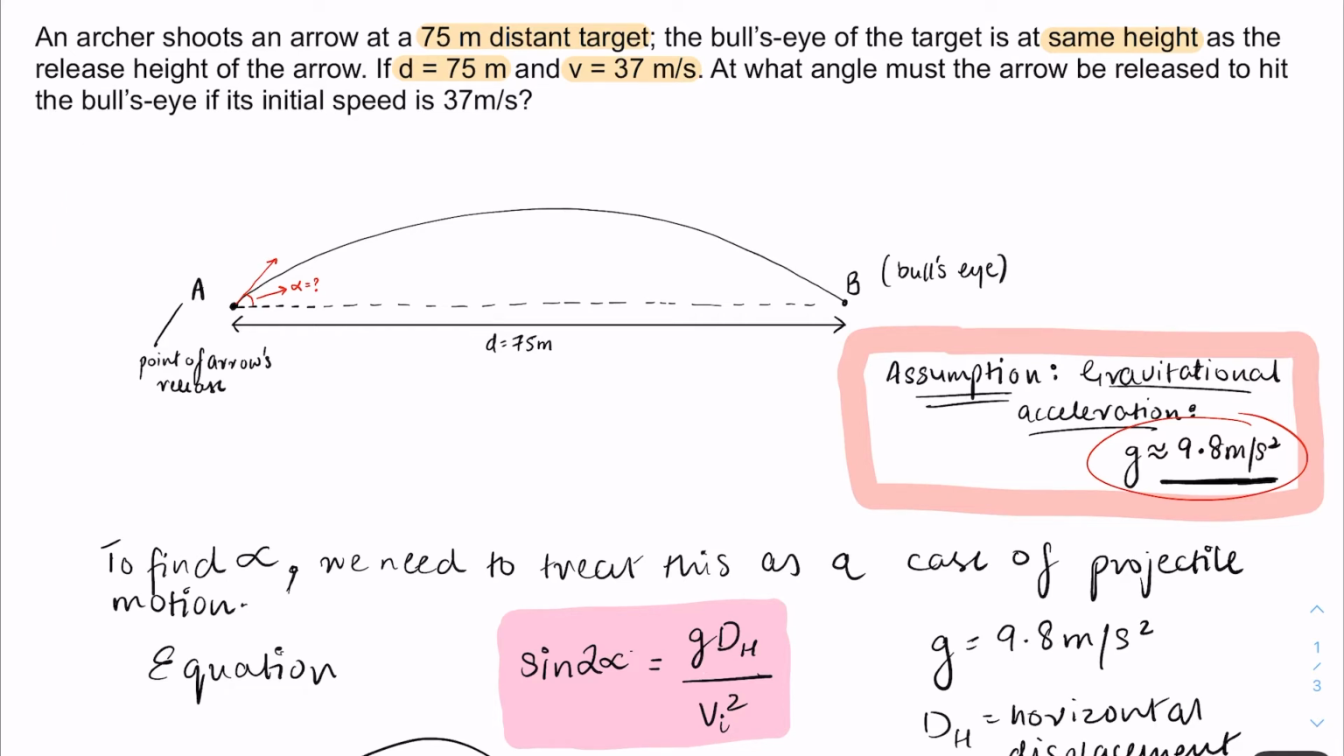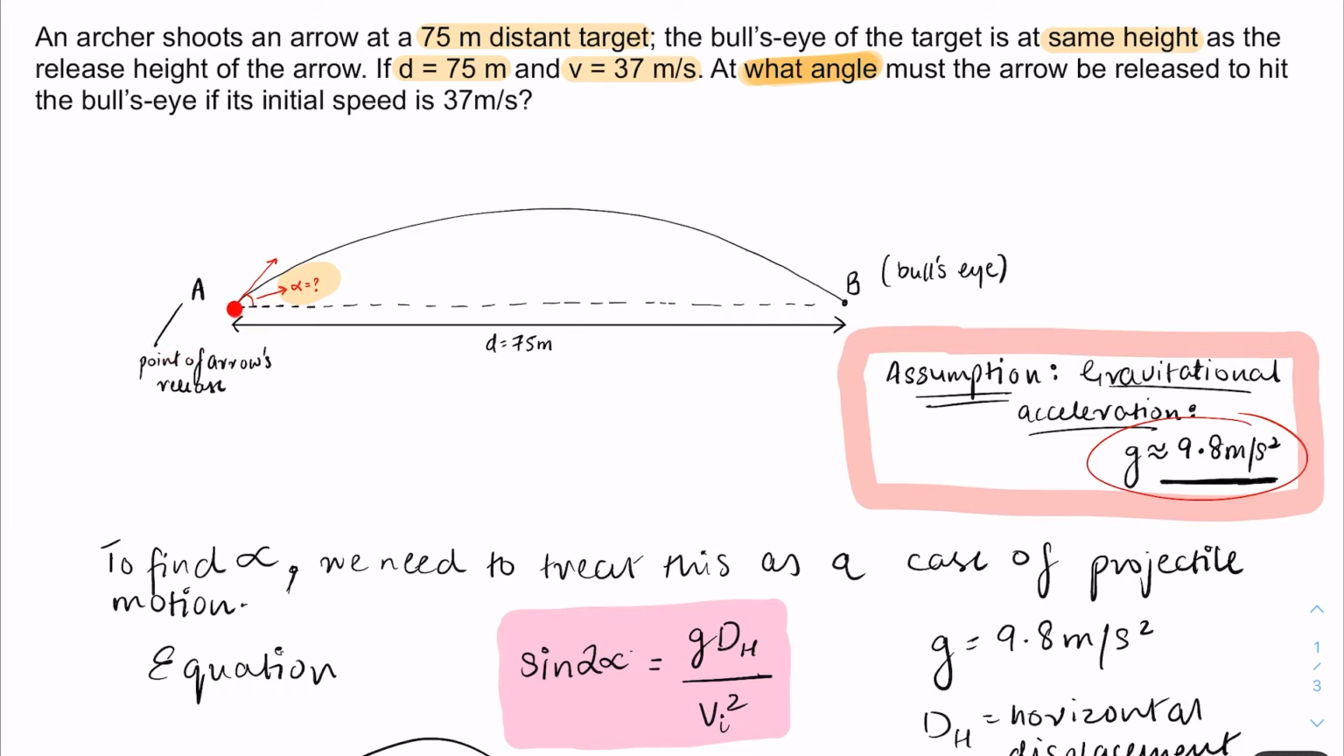Okay, so at what angle? This is the main part of our question. This is the task at hand. At what angle must the arrow be released to hit the bullseye if its initial speed is 37 meters per second? So it's always a good idea to draw the schematics of the question first.